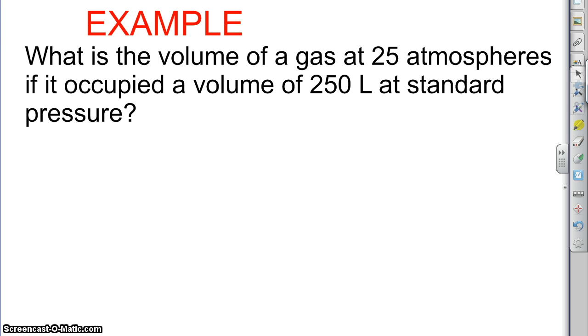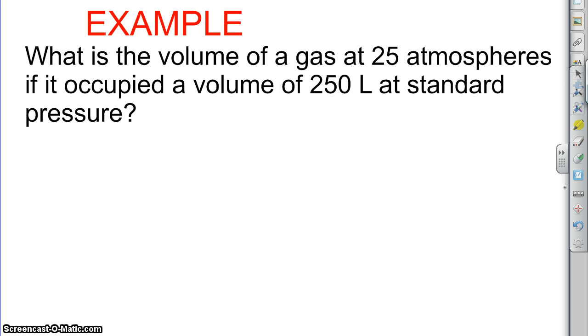So, here's an example of how you would do a Boyle's Law problem and how you would know that it was a Boyle's Law problem. What is the volume of a gas at 25 atmospheres if it occupied a volume of 250 liters at standard pressure? When you come across a question like this, you might not know that it's a Boyle's Law problem. If you're taking a test, it's not going to say this is a Boyle's Law problem. So how do you know? Well, you have to read the question.